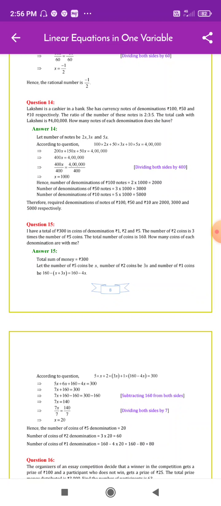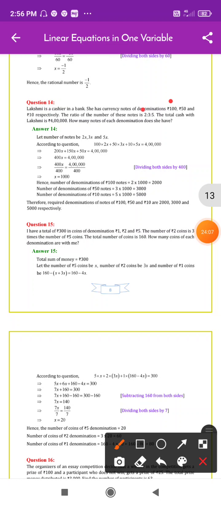So according to the question, she has currency of 100, 50 and 10, and we need the ratio of this cash. So what we have to do, 100 will be multiplied by 2x, 50 will be multiplied by 3x, and 10 will be multiplied by 5x. Okay, so we have to add the x values. So 2x plus 3x plus 5x, what will we get, that is 2 plus 3 plus 5 is 8.